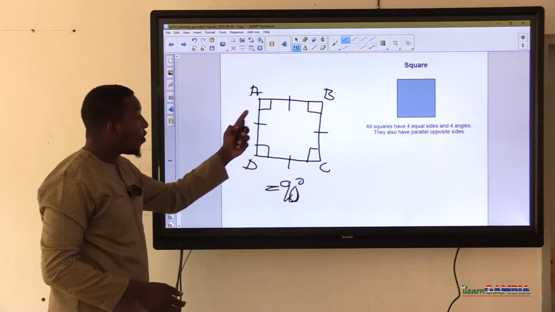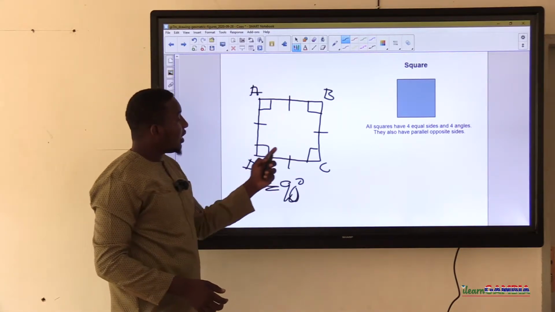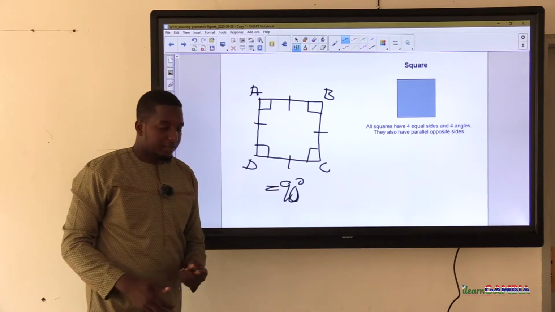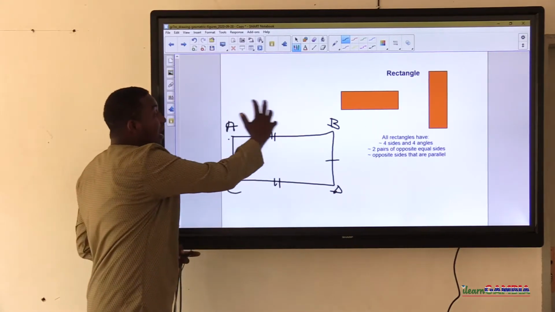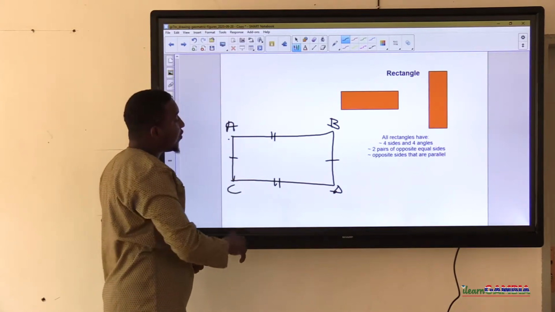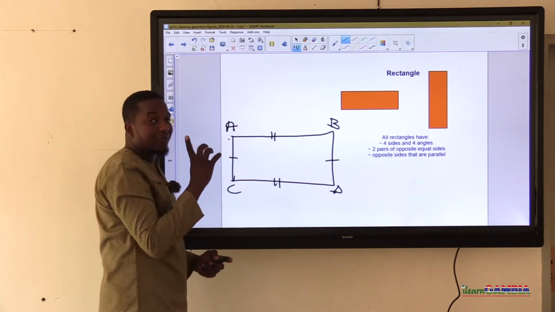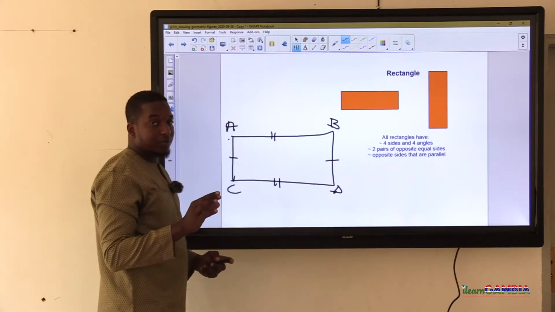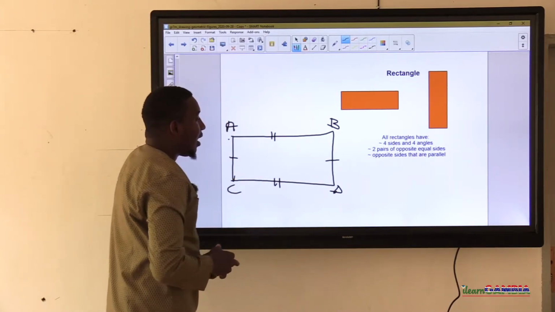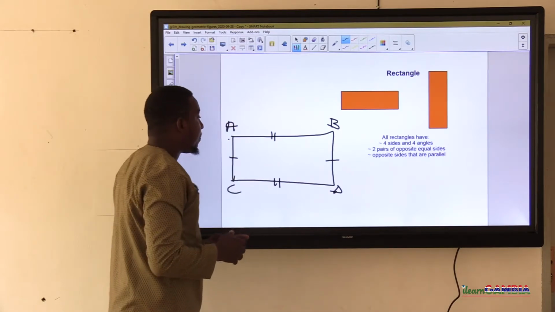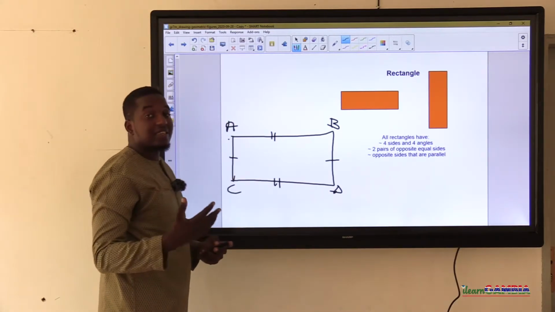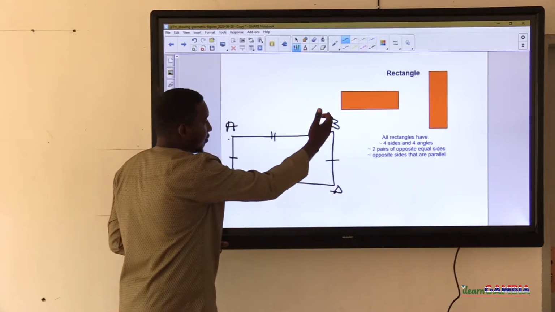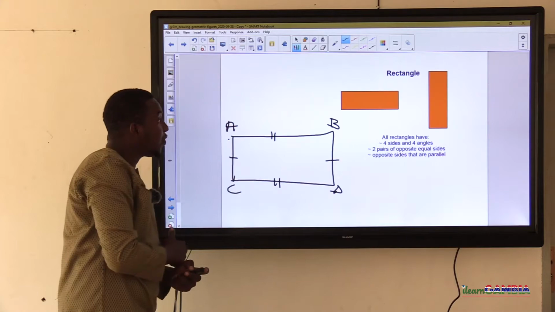We reflect back to the squares. Remember we said squares, they have 4 equal sides and they have 4 equal angles, and the opposite sides are parallel. Then the rectangle, they have 4 sides, not equal sides on the rectangles, mind you please. They have 4 sides and they have 4 angles. The opposite sides are parallel and 2 pairs of the opposite sides are equal. Looking at what we have here, we said from A to B is equal to from C to D, and from B to D is equal to from A to C. That is for the rectangle.